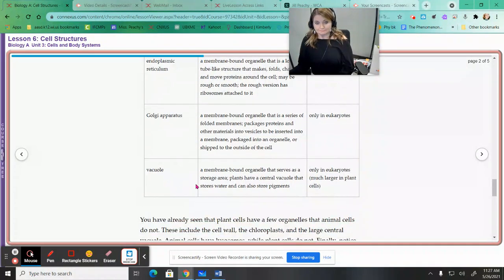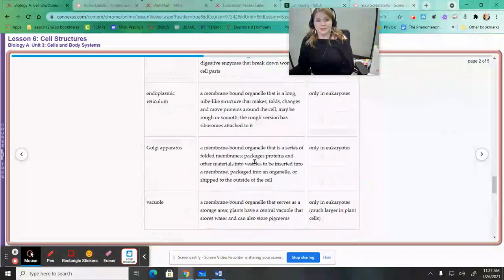And the vacuole is a membrane-bound organelle that serves as a storage area. It's bigger in plants than it is in other cell types. So it stores water, it stores pigments, it stores other essential ions and minerals and things that are needed for cell functions.